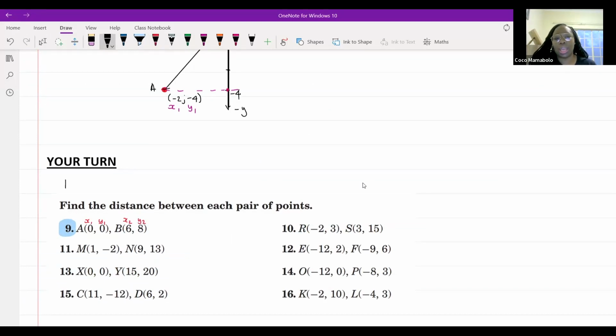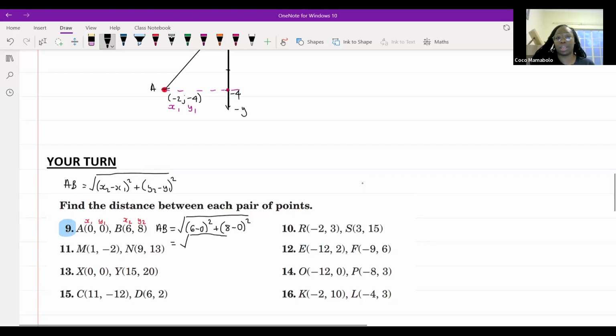And then we're just going to use the formula. AB is equal to the square root of (x2 minus x1) all squared plus (y2 minus y1) all squared. Let's punch that in. AB is equal to the square root of (6 minus 0) all squared plus (8 minus 0) all squared. You can punch that into your calculator exactly the way that we're looking at it. The square root of 6 squared plus 8 squared should give us exactly 10 units.